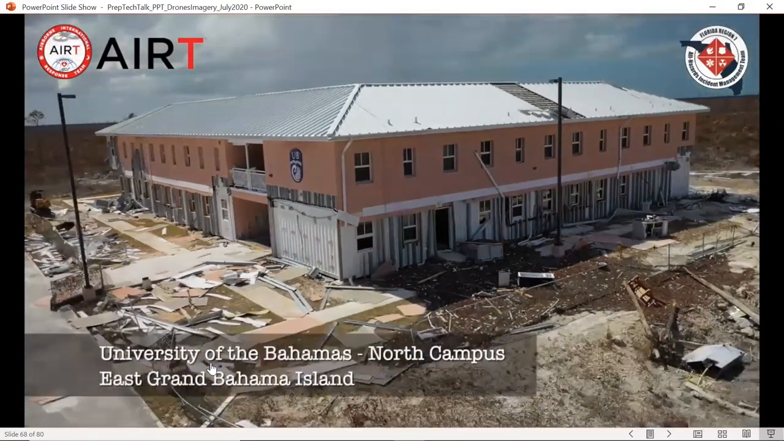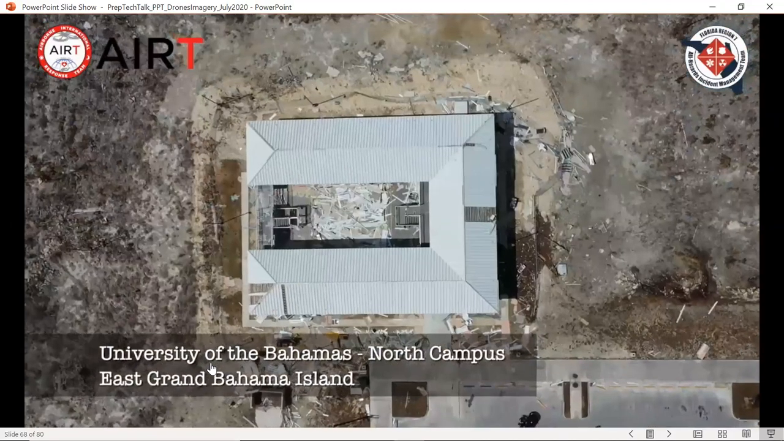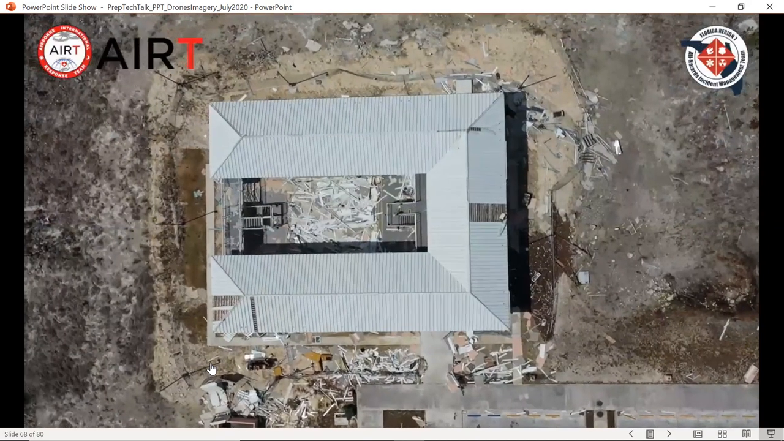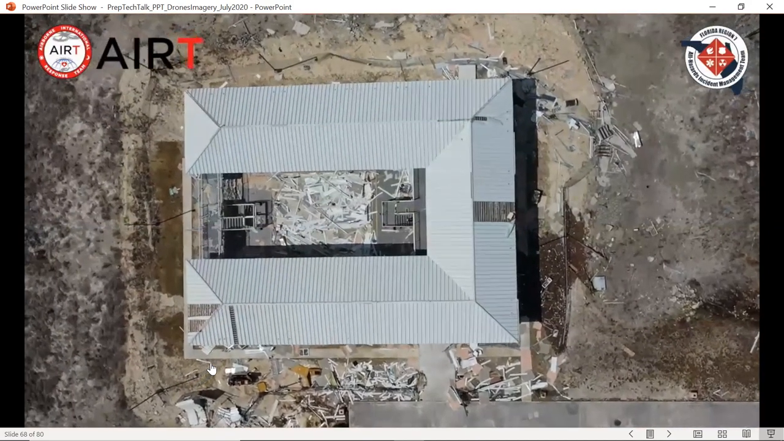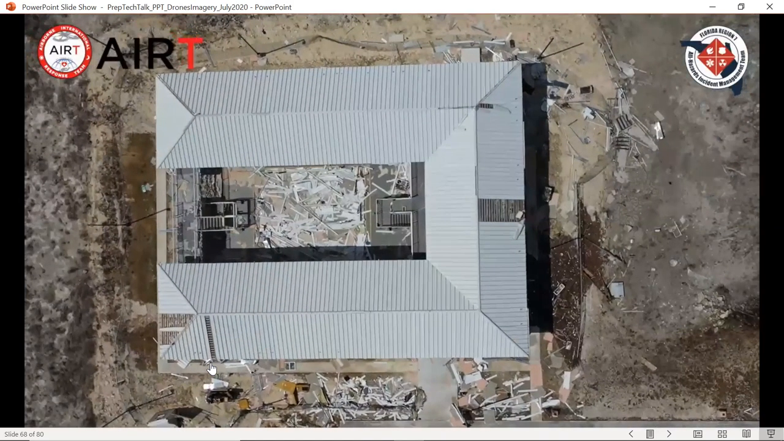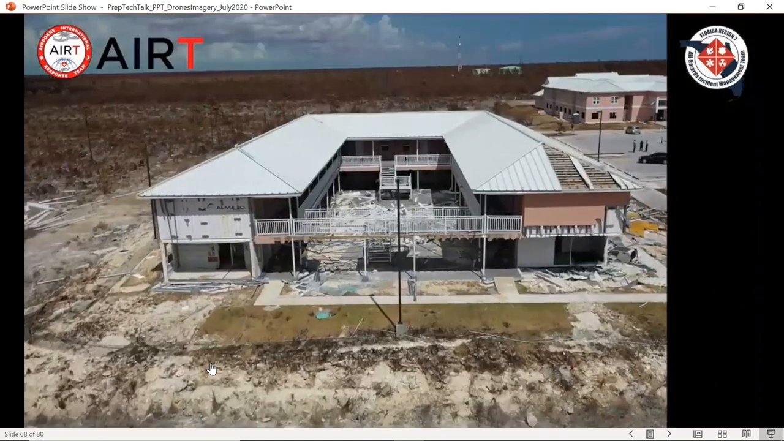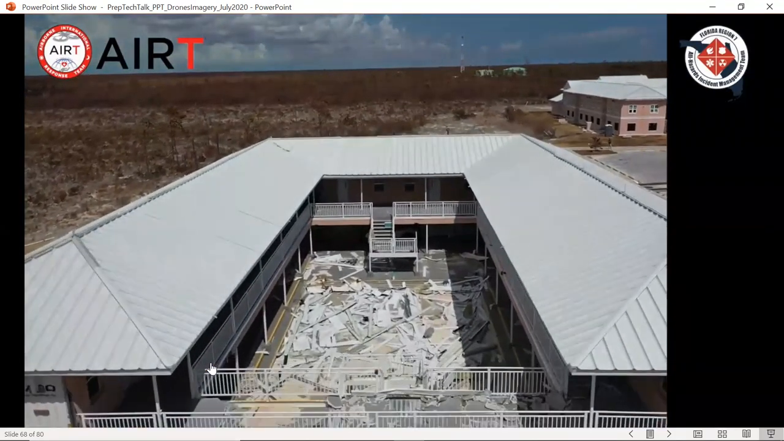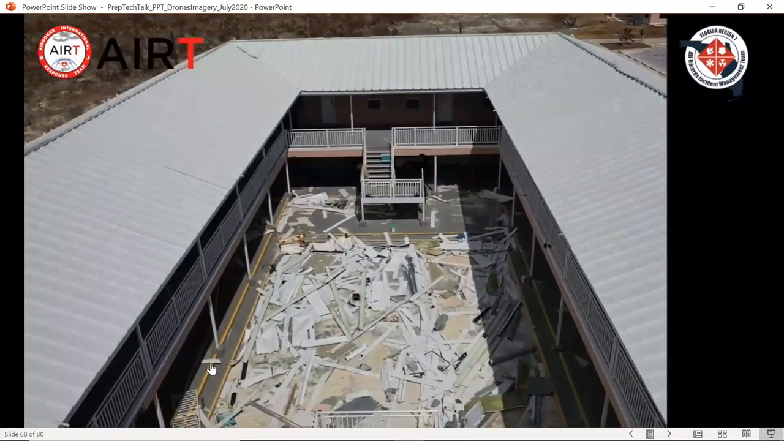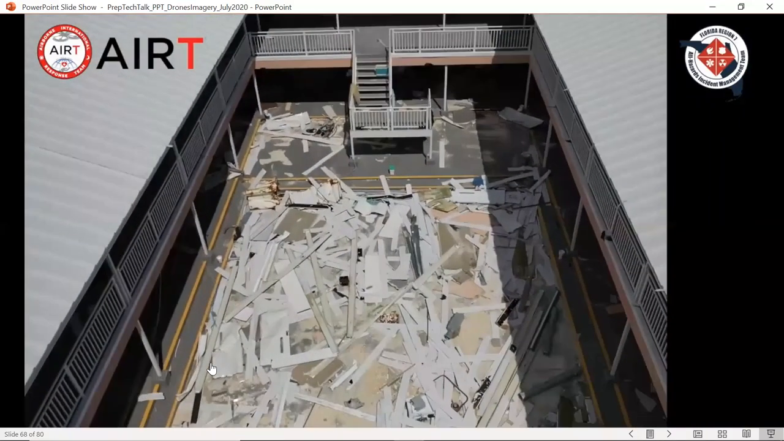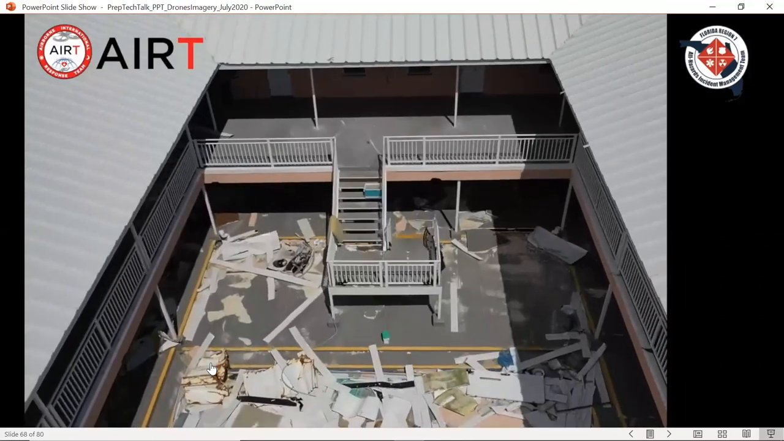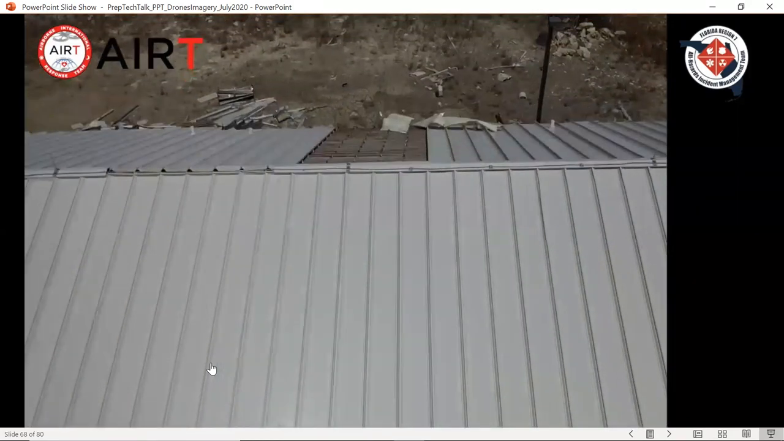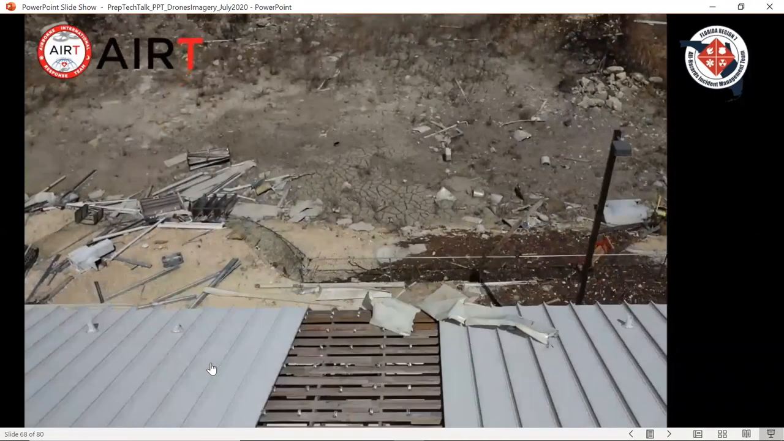What you're seeing there is the University of the Bahamas, the North Campus on East Grand Bahama Island, just east of Freeport. The reason this school was so important is the Bahamas' main economic engine is tourism. And this is the university where they train most of the young people who are going to be serving as mid-level and senior-level leadership at the various resorts and tourist destinations throughout the northern Bahamas. And it was devastated. So if they can't get this back online, if they can't start teaching these kids again, their economic engine for the country is going to be in disarray.